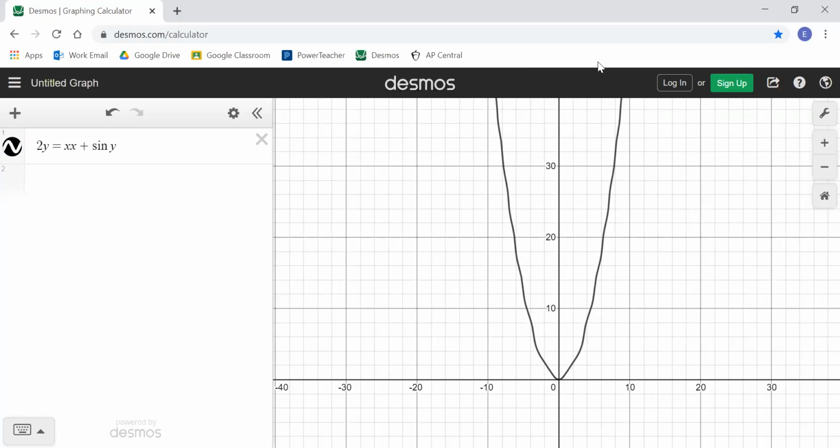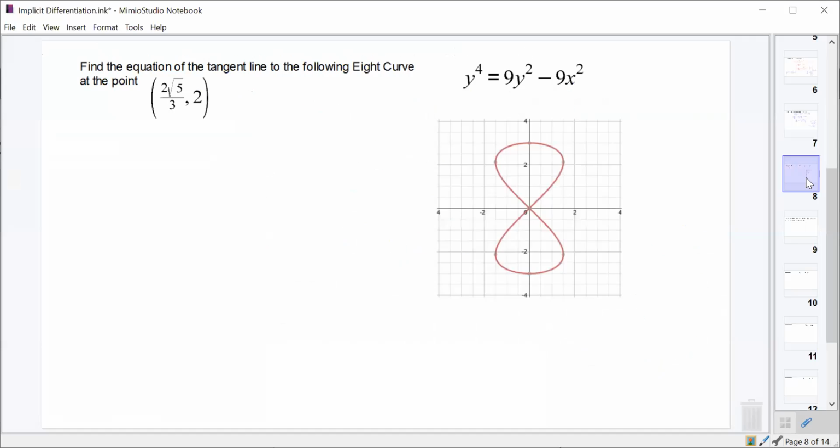All right, cool. We got one more problem, then we'll be done for the day. Let's see if we can find the equation of the line tangent to this figure 8 curve at 2 root 5 over 3, comma 2. We'll work through this one together since we're running out of time. First off, to find the equation of the tangent line, we need the slope of the tangent line, which means we need the derivative. We need dy/dx.